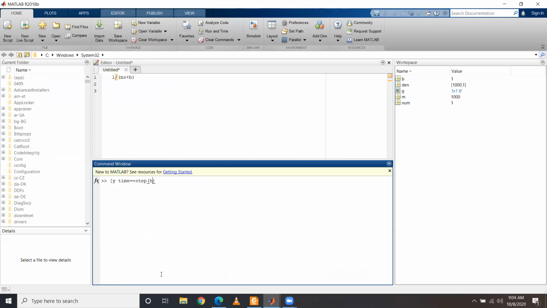This is actually not very efficient because you're adding extra lines, but if you want to use plot, sometimes it's valuable to get these values for some other manipulations. So y, time, this will give you the y, which is the velocity basically. Let me add velocity, time. Velocity, time equal to step h.